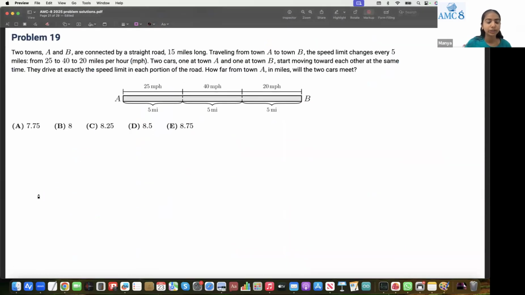Problem number 19. Two towns, A and B, are connected by a straight road 15 miles long. Traveling from town A to town B, the speed limit changes every 5 miles, from 25 to 40 to 20 miles per hour, mph. Two cars, one at town A and one at town B, start moving towards each other at the same time. They drive at exactly the speed limit in each portion of the road. How far from town A in miles will the two cars meet?